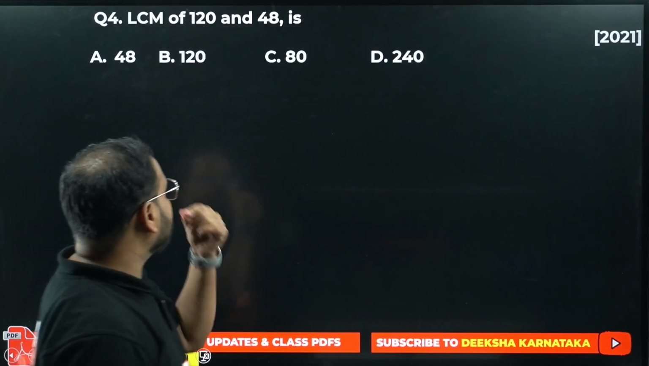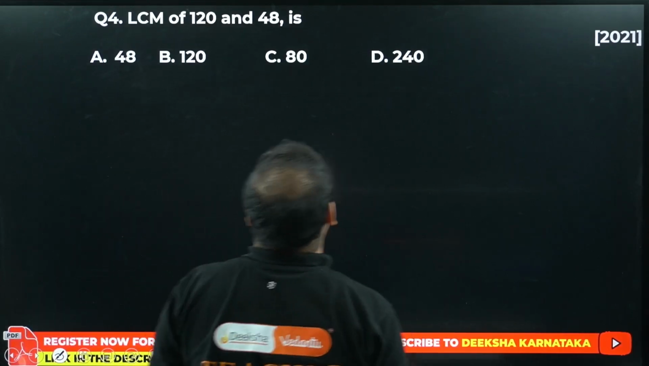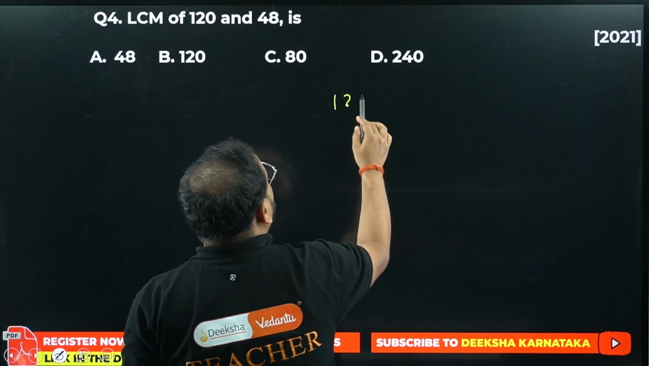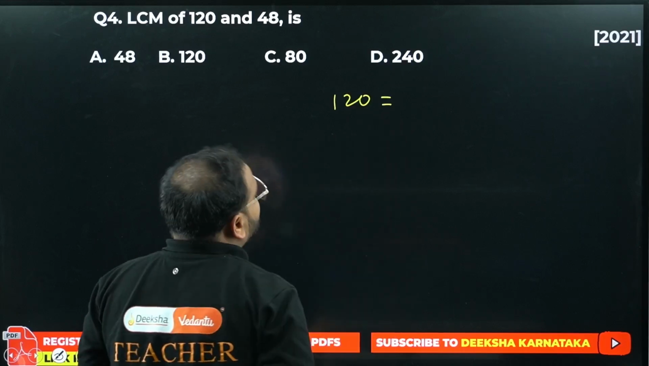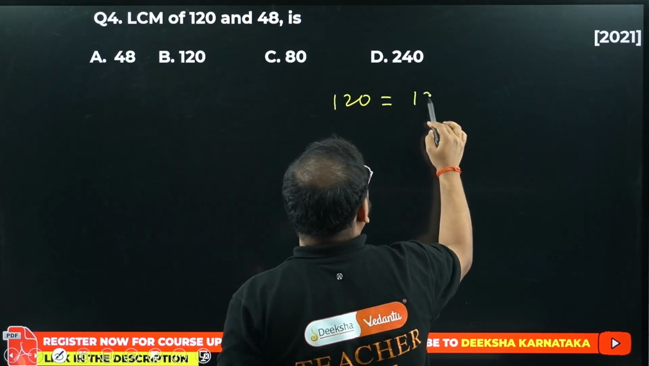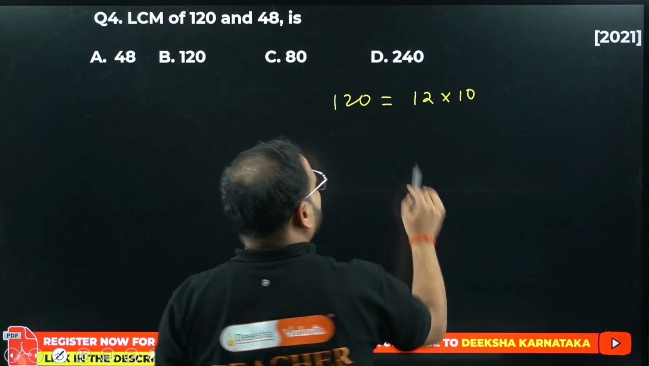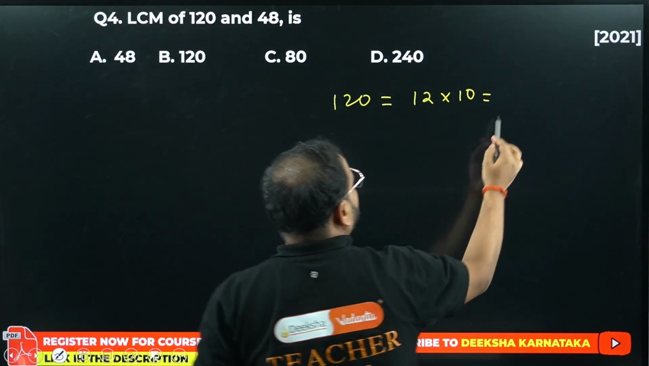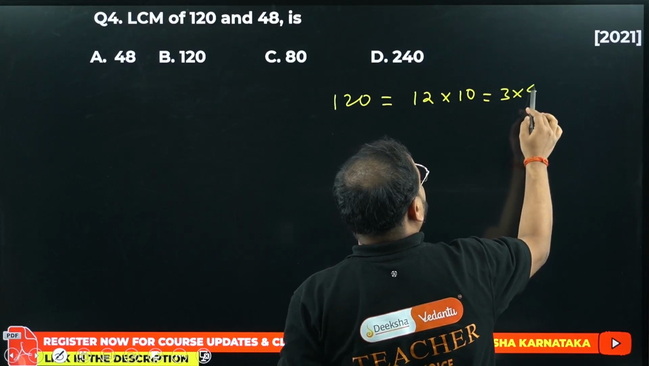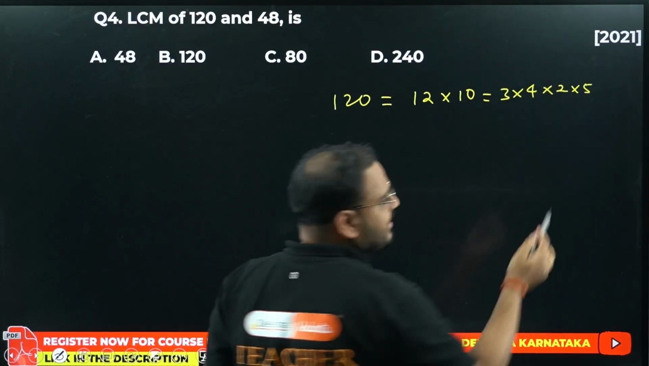LCM of 120 and 48. How do we find LCM? Do the prime factorization. Okay. So for 120, what are you going to do? 120 will look like, I can do 12 times 10. Why like that, sir? Because this way it makes our work easier. You'll see. I'm going to do the branching. So 12 can be written as 3 times 4. And I can write 10 as 2 times 5. Now I can write in terms of prime numbers.